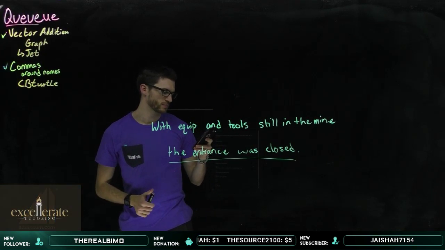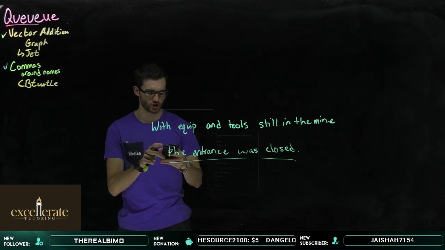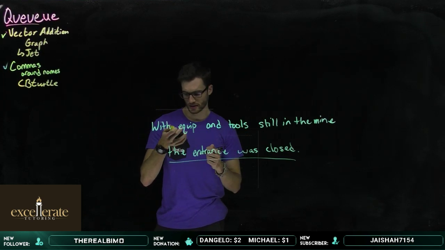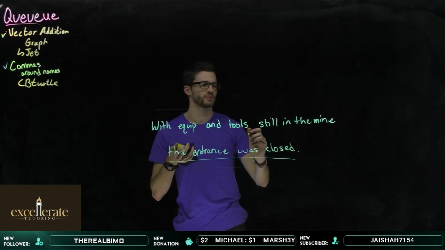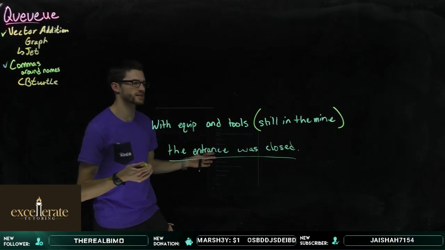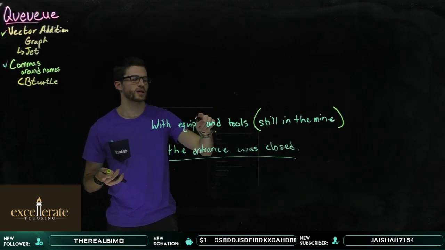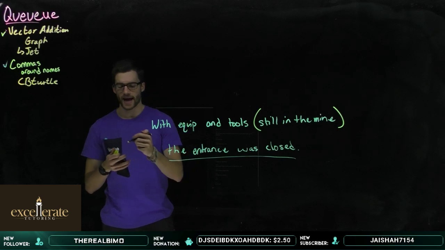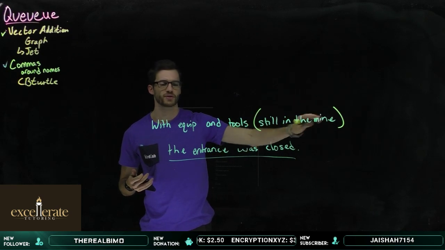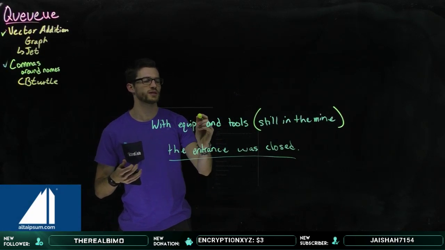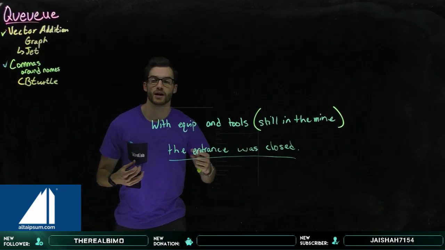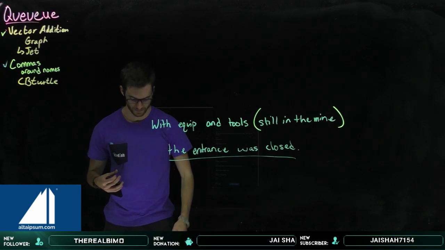Now, do we want to put... I want to look at G, because G is the most different from the rest of them, and it has parentheses, which are pretty easy. So this says we're going to have parentheses around still deep within the mine. Parentheses means you can take them out, and it's non-essential. So if we take that out, we have with equipment and tools, the entrance was closed. That doesn't work. This is not non-essential. It is essential, because if we take this out, this implies that we use the equipment and tools to close the entrance of the mine. That's not what we want to say. We want to say they left the stuff in there when they closed the mine.